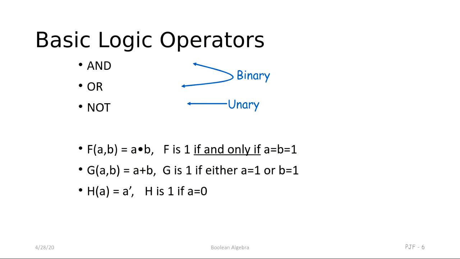So here are some examples. Now this is AND, OR, and NOT. What are these actually? We will discuss it here. AND means this function here, this one.